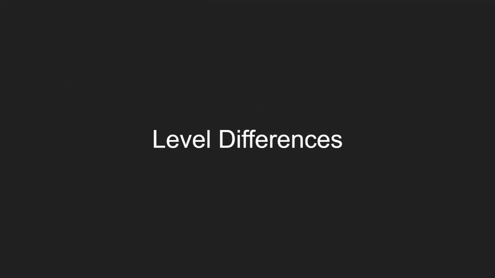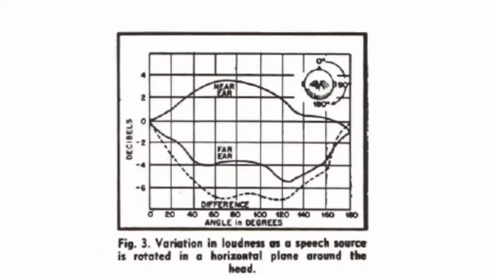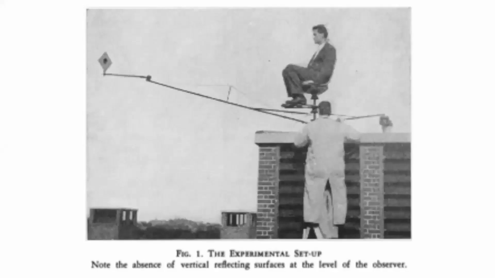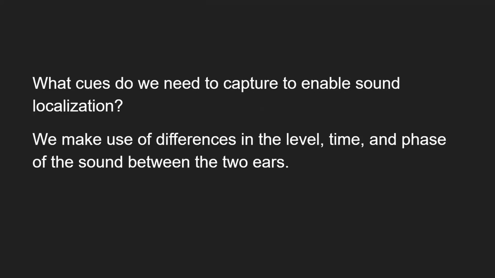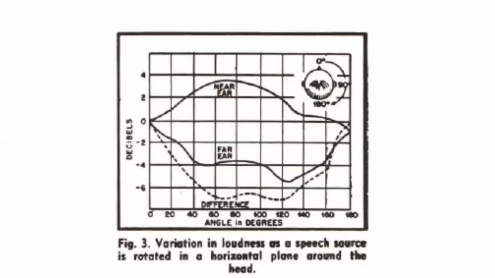Level differences are the simplest thing to understand. We'll start there. Level differences mean as you move a sound source around your head, right? Like as they're rotating the speaker around this person, you can get this graph of the perceived intensity, and you can see as you rotate on the head, kind of obviously, it's louder at the ear that it's closer to, right? So that's just an effect of having 2 ears at different points in space that have a different distance to the source.